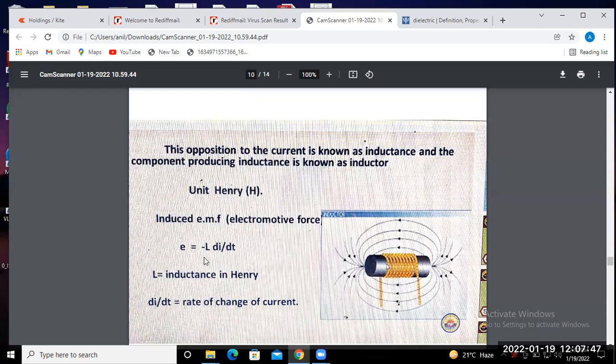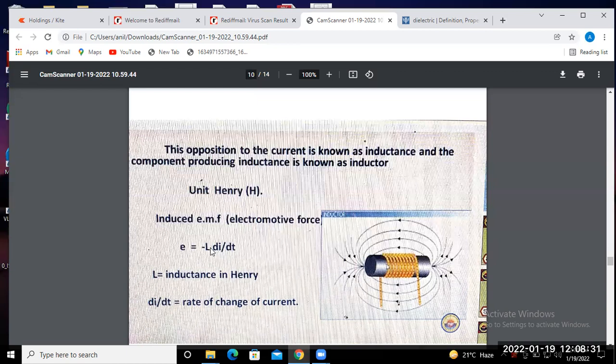If you remove the proportionality, put some constant. Whatever the current changes in the coil, EMF will be induced. So the EMF induced is represented by minus L di by dt. That means it is opposite to the current. The EMF induced is opposite to the flow of the current in the coil. According to Lenz's law, the effect is always opposite to the cause. Here the effect is the flow of current in the inductor, and the cause is the EMF induced in the inductor. That's why there is a negative sign: the EMF induced is negative of L di by dt.